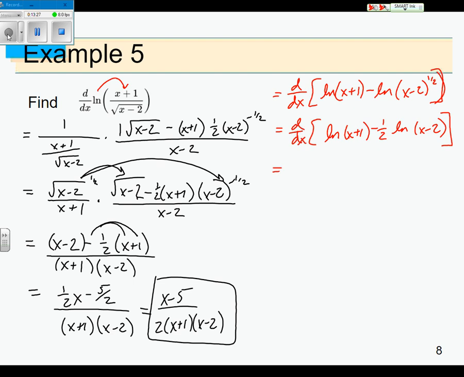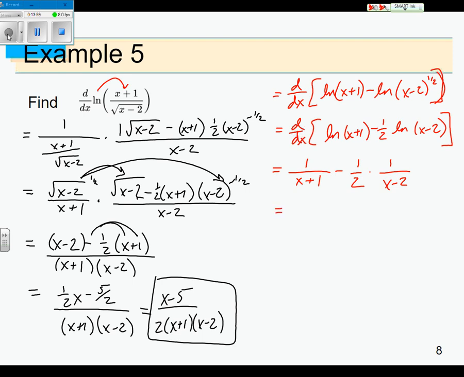Okay? So I take the derivative of natural log of x plus 1. It's going to be 1 over x plus 1 times the derivative of x plus 1, which I look at as just 1. Minus 1 half. I take the derivative of the natural log of x minus 2. That's just going to be 1 over x minus 2 times the derivative of x minus 2, which is, again, just 1.